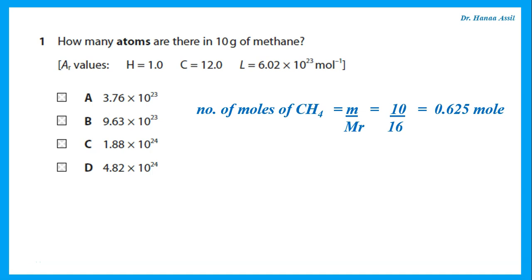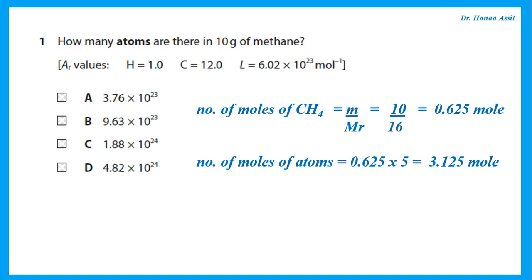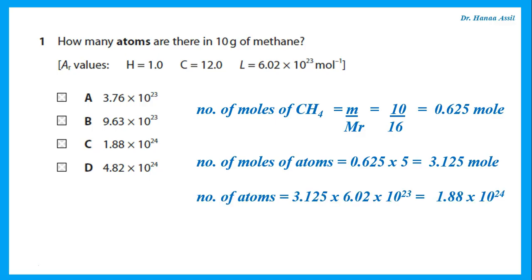We are asked about atoms. Each molecule of methane has how many atoms? 1 carbon, 4 hydrogens, that's a total of 5 atoms. So the number of moles of atoms is that number of moles times 5. Then we can get the number of atoms by multiplying the number of moles by the Avogadro constant, and that comes out to this answer.